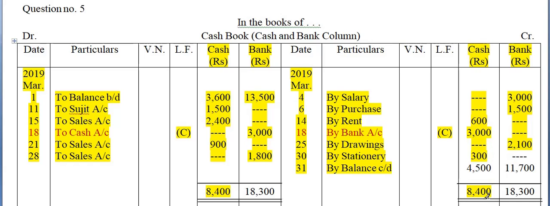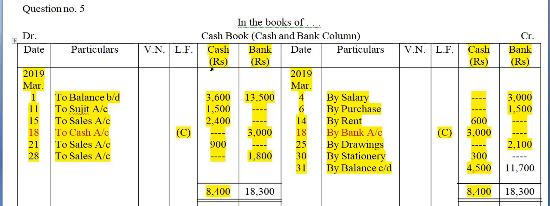Now in the next step, just subtract whatever entries you have already done out here from 8400. 8400 minus 600 minus 3000 minus 300. What amount will you get? You will get 4500. And this 4500 is the closing balance of cash. I hope you are solving as I'm explaining the work.